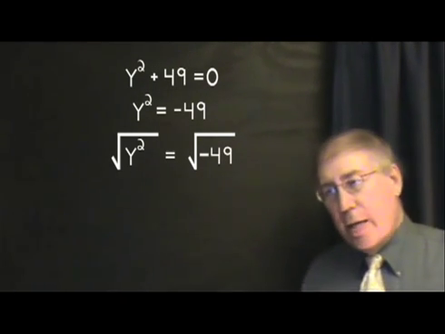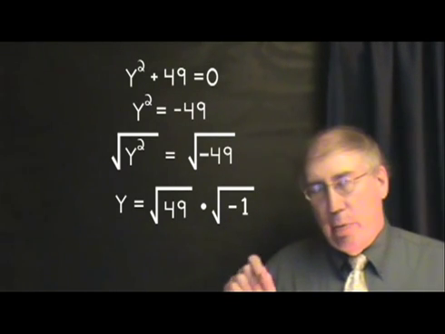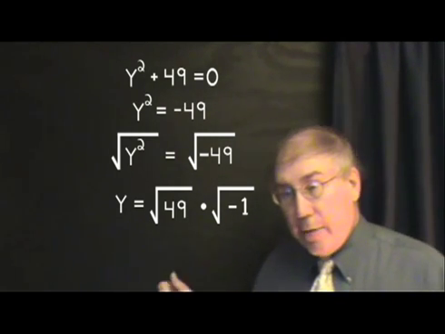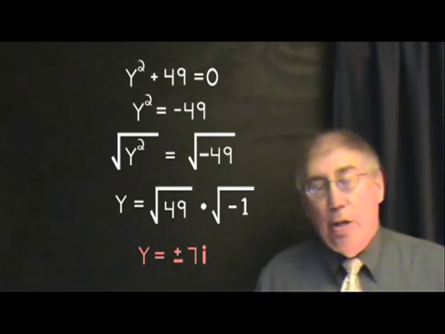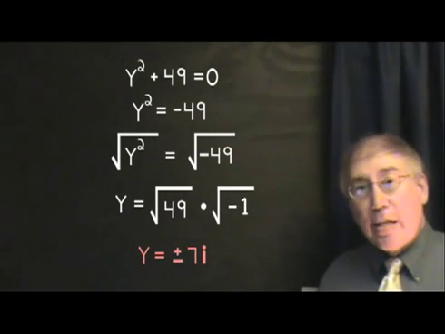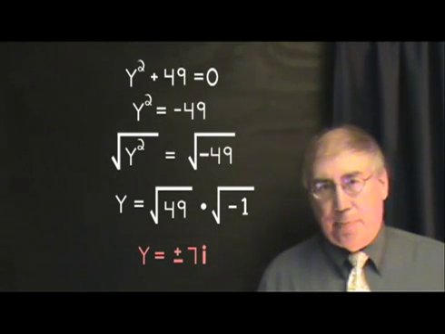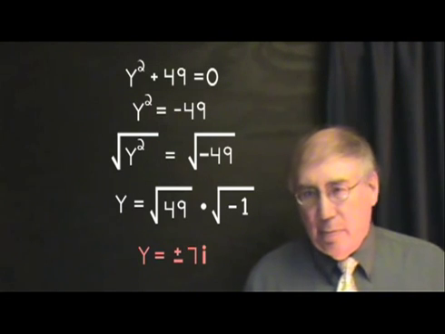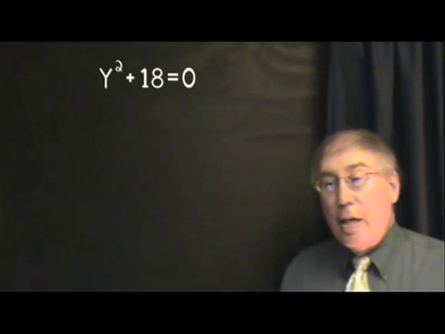And on the right hand side, we can rewrite this as the square root of 49 times the square root of negative 1. Now the square root of negative 1 is i. The square root of 49 is 7. So we get y equals plus or minus 7i as our roots. So watch for the negative under the radical there.